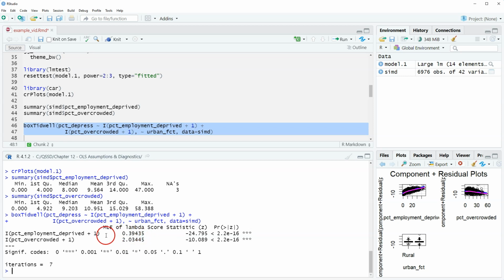So what this means is it says raise percent employment deprived to 0.39, and then raise percent overcrowded to 2.03. So the percent overcrowded, 2.03, essentially it's squared. All right, so that's pretty simple to get our heads around. 0.39 is kind of weird, right? It's kind of a weird value. So I have more in the chapter on this.